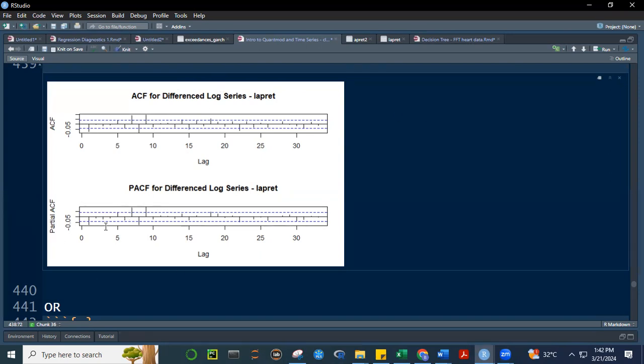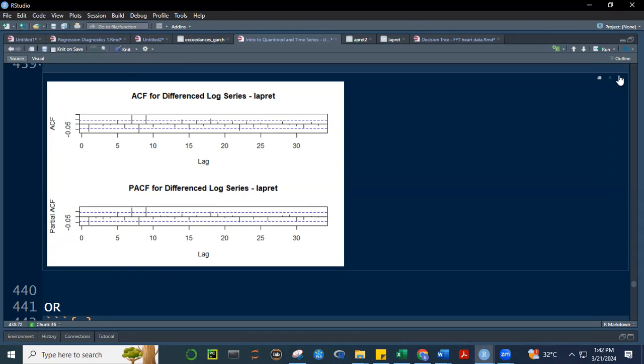Okay, ito naman class, tingnan nyo, partial autocorrelation function. So ito din ganun. Si PACF, merong significant na partial autocorrelation. And ganun din sa iba. Although sa iba, wala na. Why? Kasi hindi na sila lumalampas dun sa blue dotted lines.